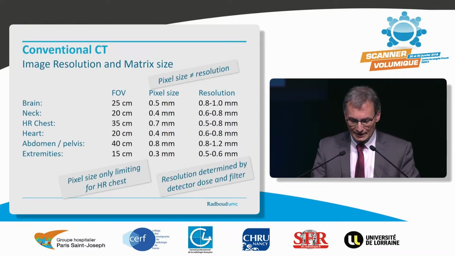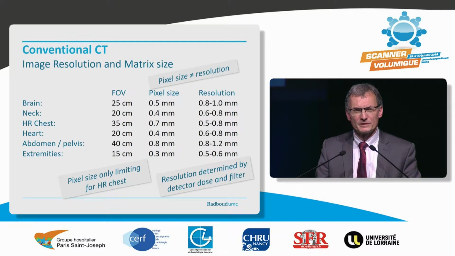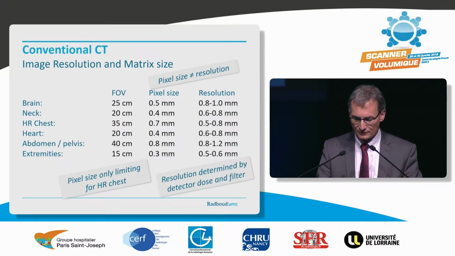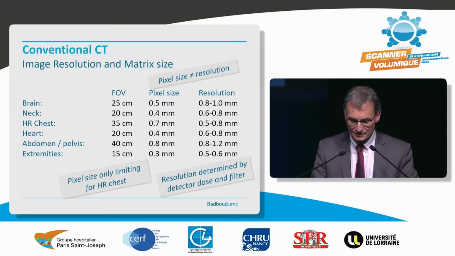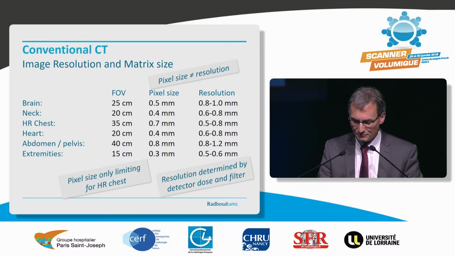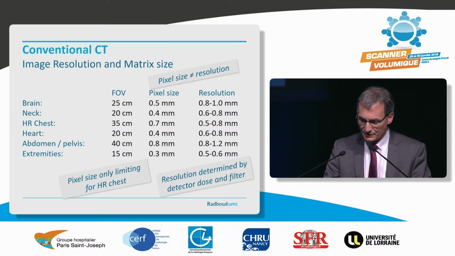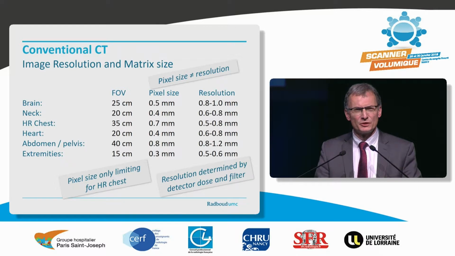Now, what we have to realize is that the pixel size in our normal CT depends on the field of view. We have a 512 matrix, which means that for a field of view of 25 centimeters, we have a pixel size of 0.5 millimeter. For the abdomen with a field of view of 40 centimeters, this would be 0.8 millimeter. So the field of view is actually determining the pixel size. But the pixel size is not the spatial resolution. The spatial resolution is determined by the filter kernel that you're using, and it's usually substantially larger.